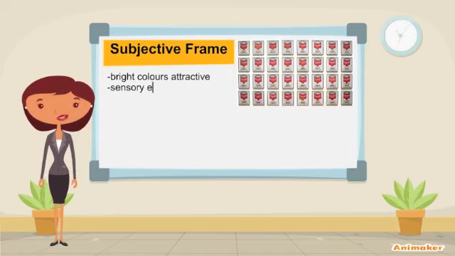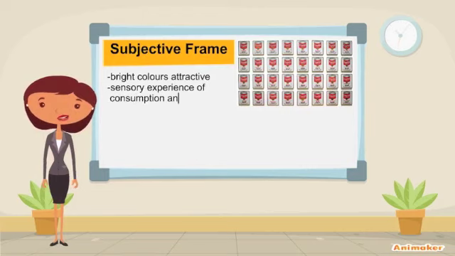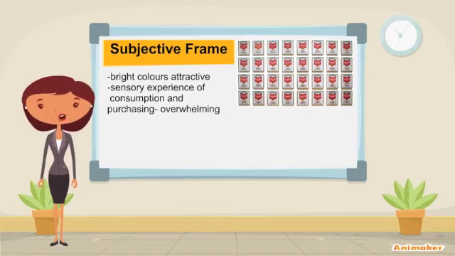In regards to Andy Warhol's soup cans, the bright colours are attractive, creating an intense sensory experience. The repetition may be found to be overwhelming or calming. Warhol expressed the overwhelming human sensory experience of consumption and purchasing. Looking at the cans, you may even feel hungry. It is an expression of Andy Warhol's daily life.